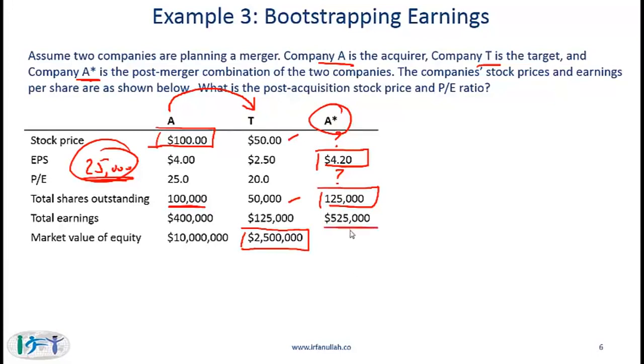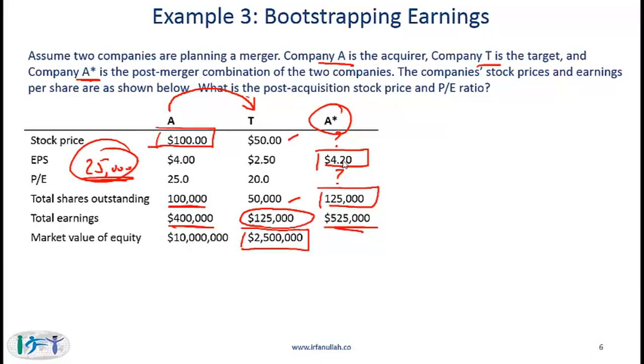The total earnings, 525,000, where did this come from? This is 400,000 from the original company plus 125,000 from the target company. Total earnings 525,000. So earnings per share then equal 525,000 over 125,000, which is 4.2.